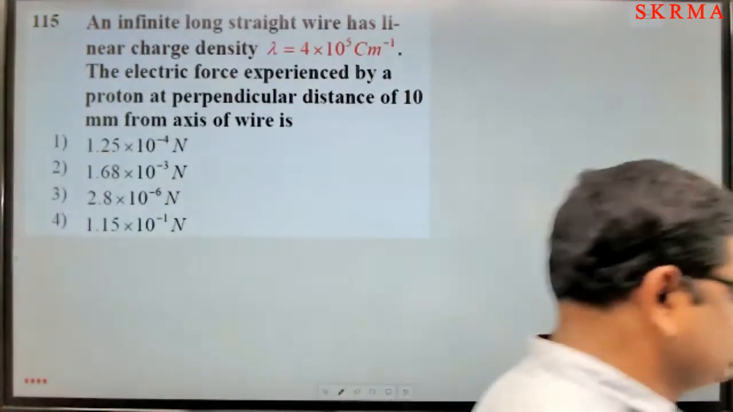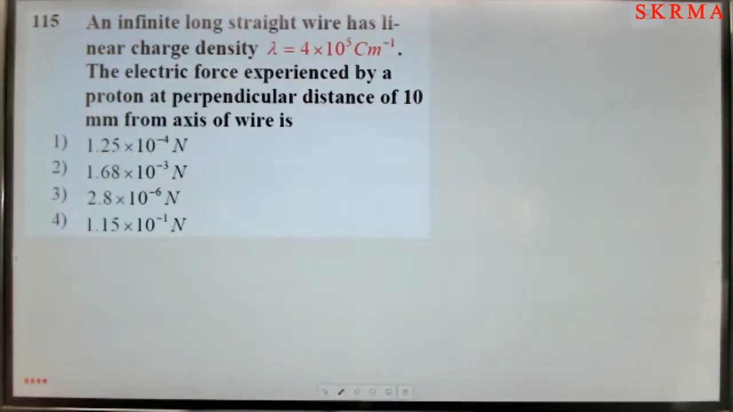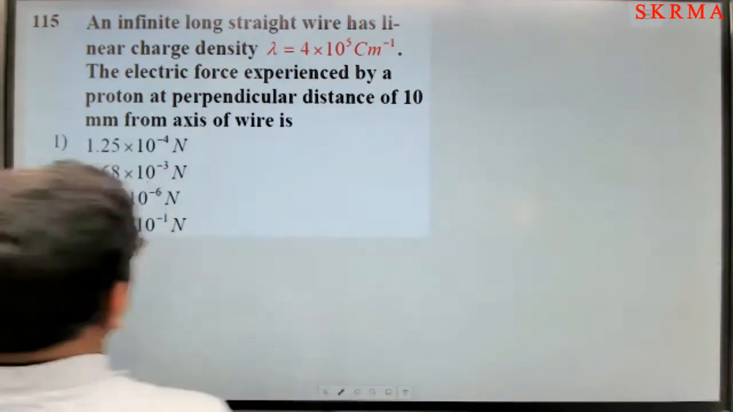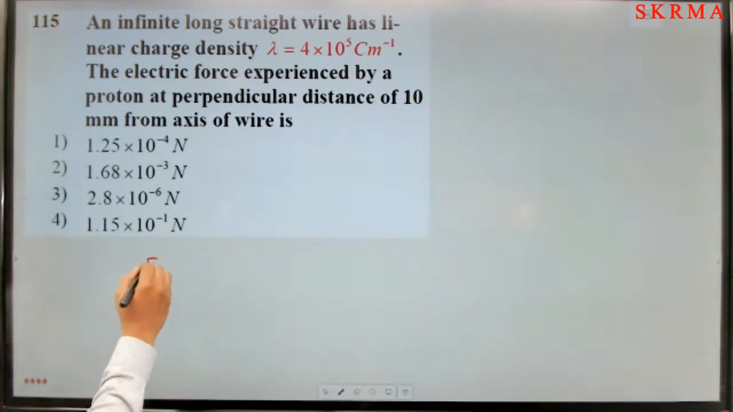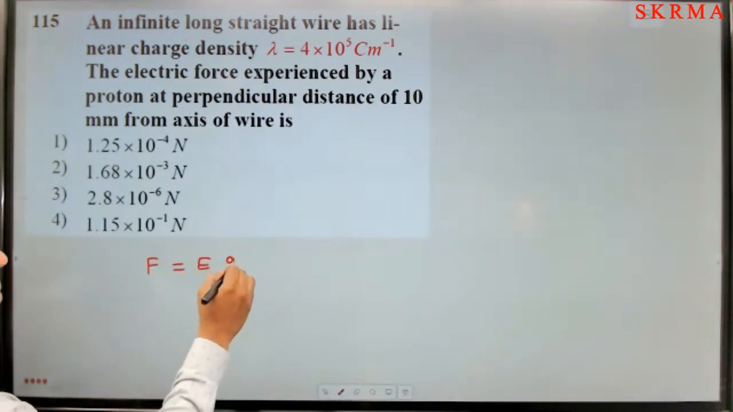Next one. An infinitely long straight wire has a linear charge density lambda equal to 4 into 10 power 5 coulomb per meter. The electric force experienced by a proton at a perpendicular distance of 10 mm from the axis of the wire. So electric force we need to calculate. Electric force can be written as electric field into charge.